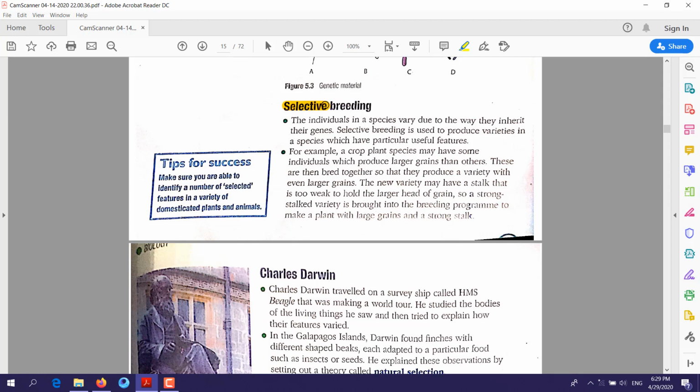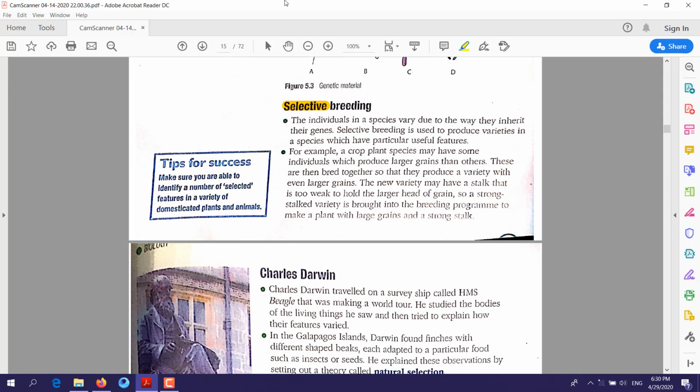Selective breeding. If you find the meaning of these words, selective means choosing something by yourself. So, selective breeding here, what is it? It's breeding of two organisms that we select. For example, if you have organisms with specific characteristics or features that you want to increase, what will you do? You will choose the two organisms that carry these features, the organisms that have the best features, then you will breed them together.